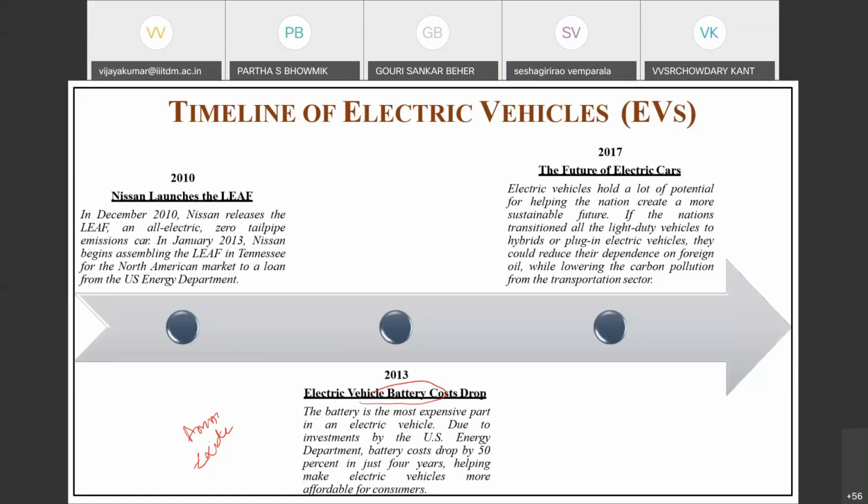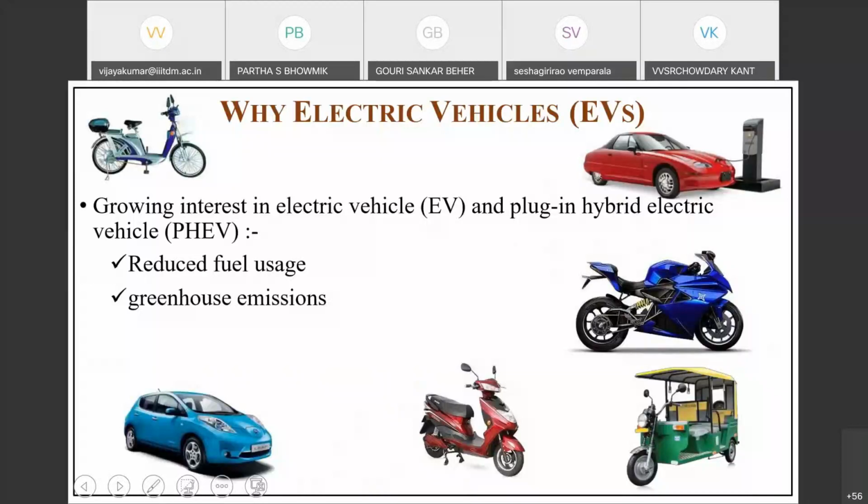Then they can come up with some energy management algorithms to play with your smart grid technologies. That is the future of electric vehicles, and that's why we are now focusing much on electric vehicle technology.